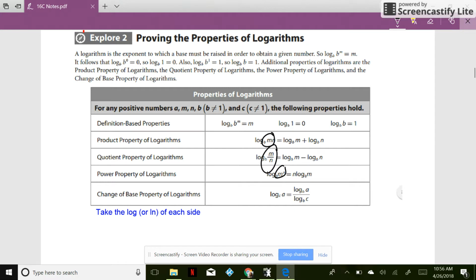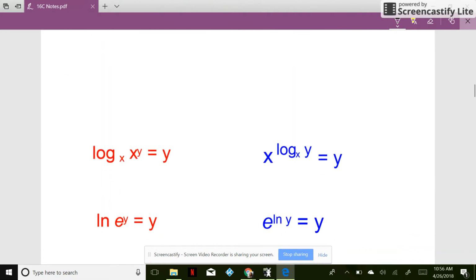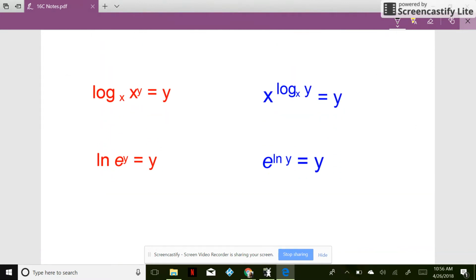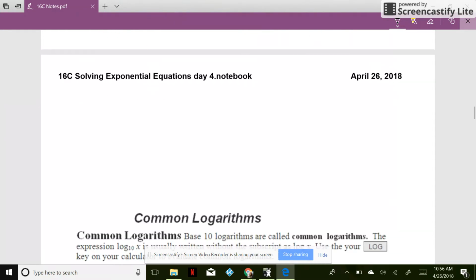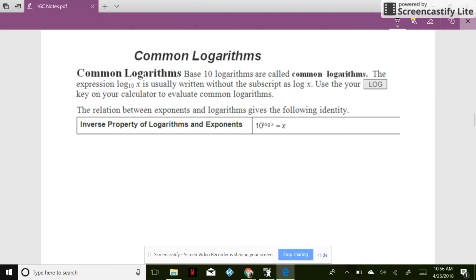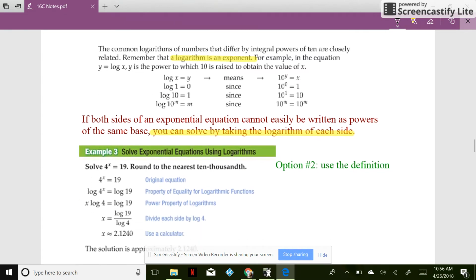And then our change of base rule, we can take the log of the value over the log of the base to solve that in your calculator. Here's another set of those common properties of logs that we're going to see. So remember, the common logarithm is log base 10. And so we're just supposed to remember that a logarithm is an exponent.